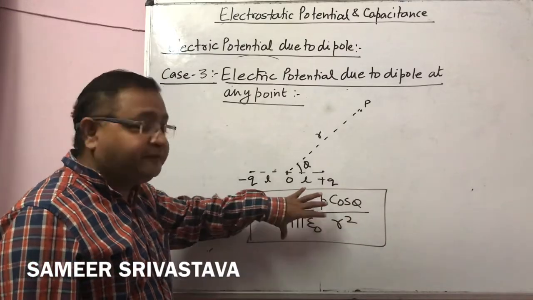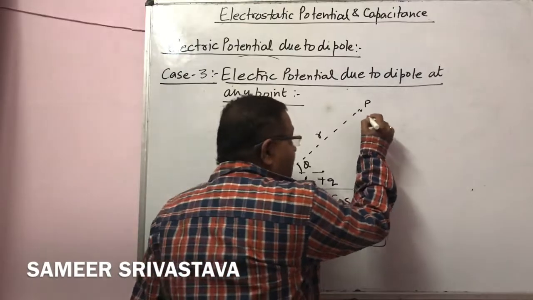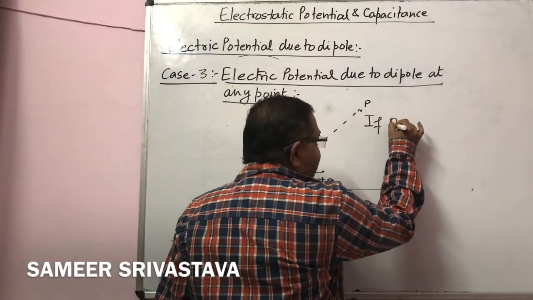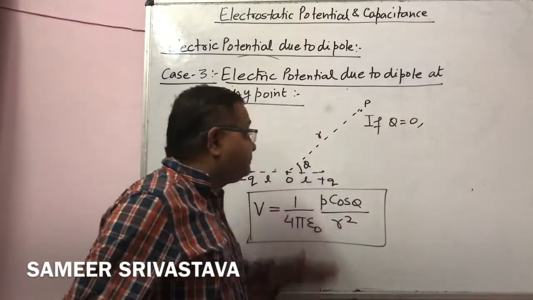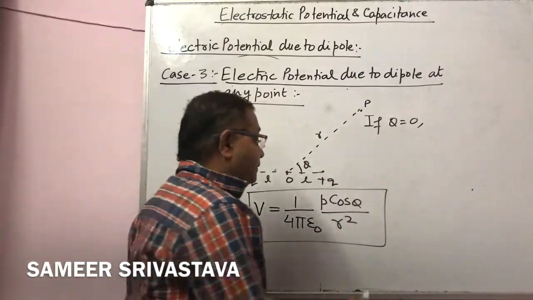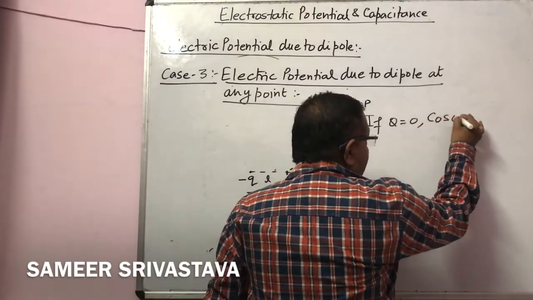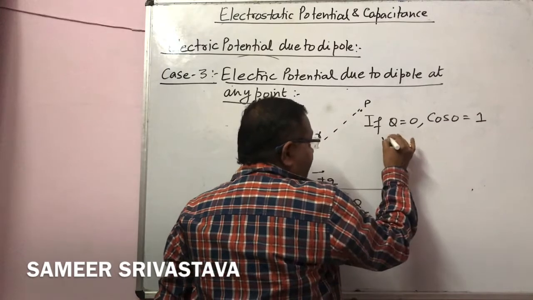If we want to verify this equation, we take two cases. If theta is 0, the point is on the axis of the dipole. What about cos 0? Cos 0 is 1. And what about our formula?